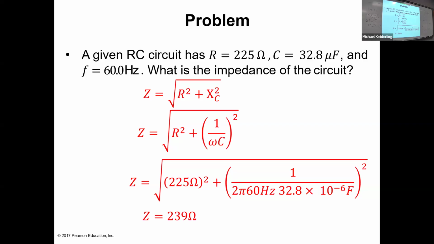Because X sub C in this case is only about 80 ohms. So most of it is coming from the resistor. But at a lower frequency, X sub C would be higher and have a bigger effect.